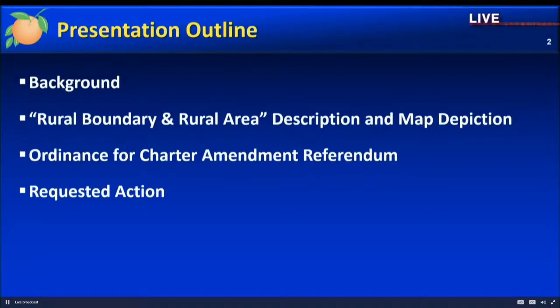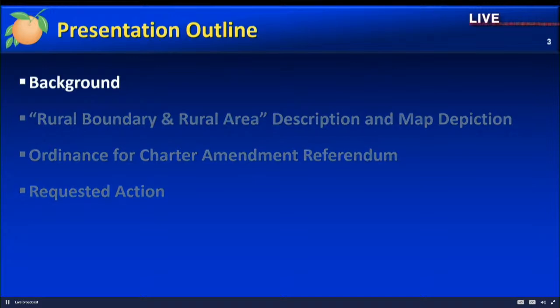Area and depict it in a map format for your review. I will go over the highlights of the 8 different sections of the ordinance, and I will close the public hearing with the requested action.